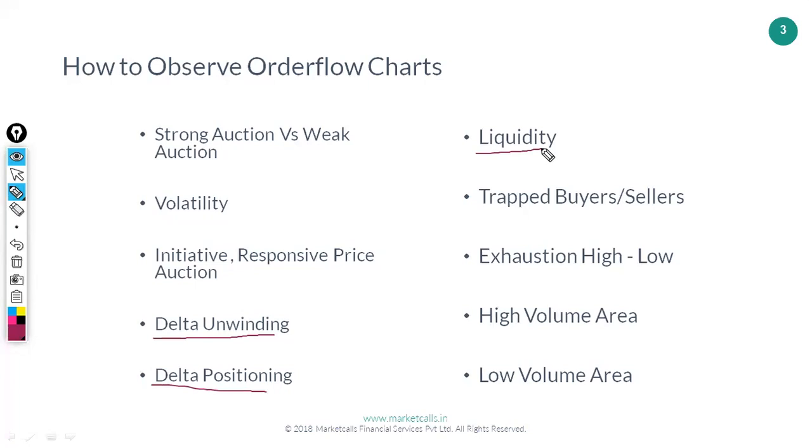That usually shows low liquidity transactions. And are there any trap buyers or trap sellers going on? Or exhaustion high or exhaustion low? The exhaustion high and exhaustion low are mostly because of the stop hunting that happened. You're seeing a lot of zero liquidity zones where the order flow will be printing a lot of zeros. Are there any such zeros getting printed? And where is your high volume area and low volume area?